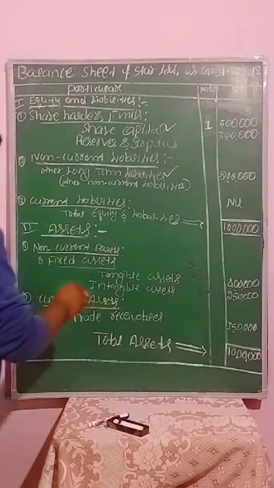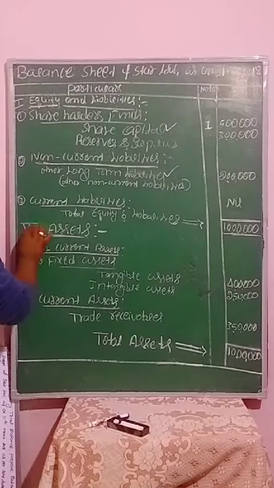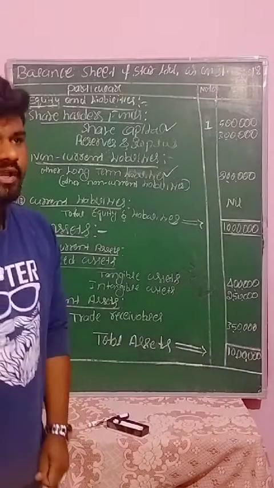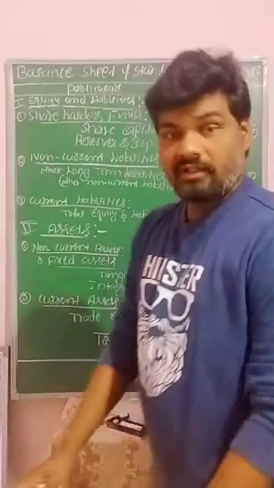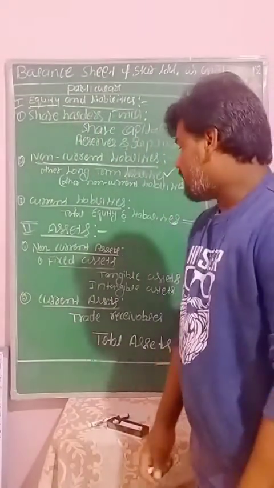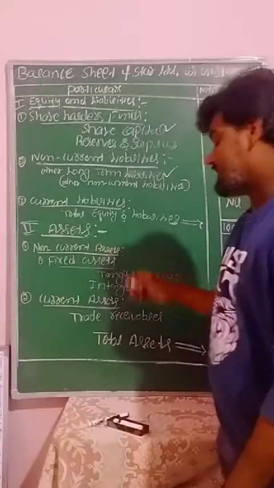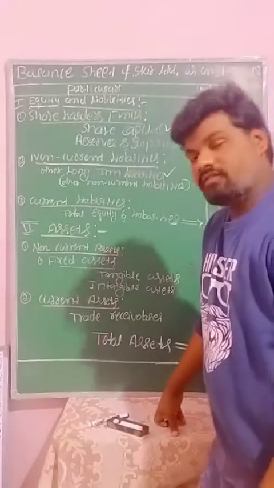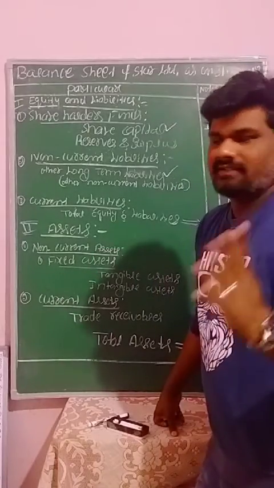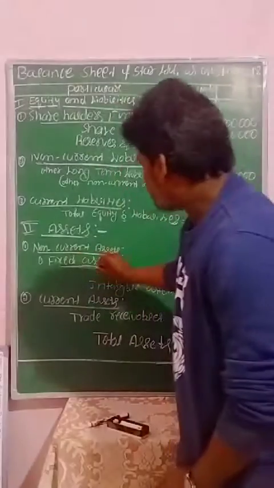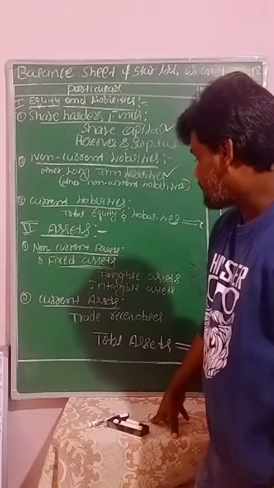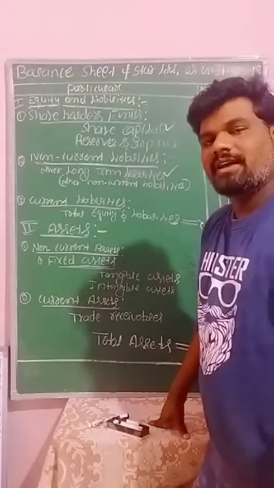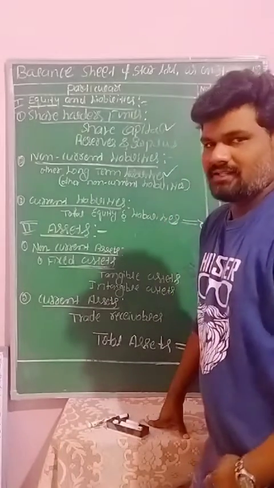So here the second headline, assets. First of all, the assets broadly we can classify into two categories, namely non-current assets and current assets. The first one, non-current assets. Again, under non-current assets, we have fixed assets. In that fixed assets, we have two types of assets, tangible assets and intangible assets.